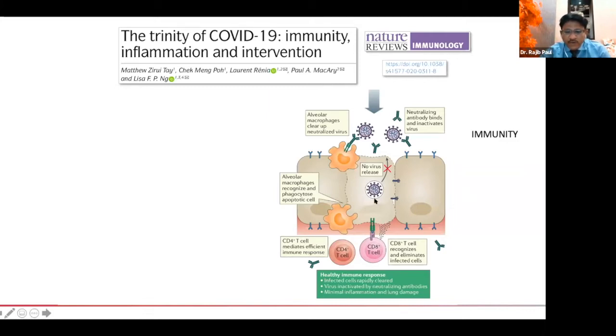So this is the natural mechanism which normally occurs in a healthy immune response. The infected cells are rapidly cleared by the antibodies and the CD8 cells as well as macrophages. And this is what we see in mostly 80% of the cases.